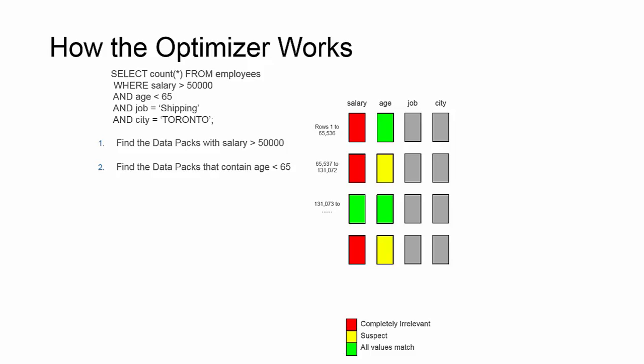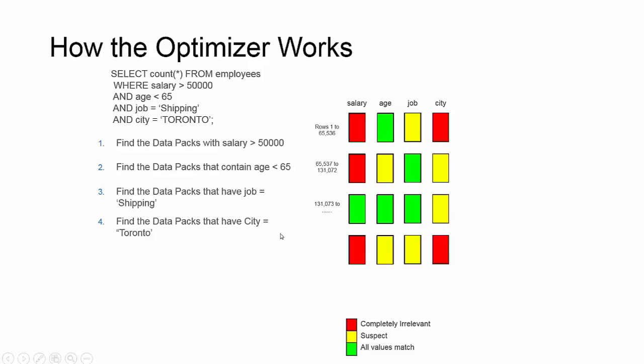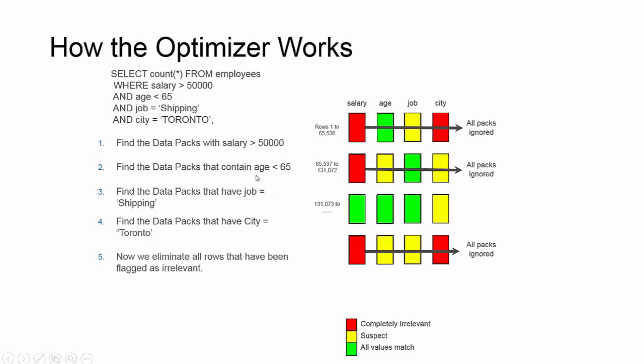Then we do the same for the age column, and you can see in this case we've got two that have all values matching and two that have some of the values matching. If we do the same for shipping, again it's two that all match and two that some match. With salary, three don't match at all, and one matches completely. And for the last one, city, we have two where no values match and two where some of the values match.